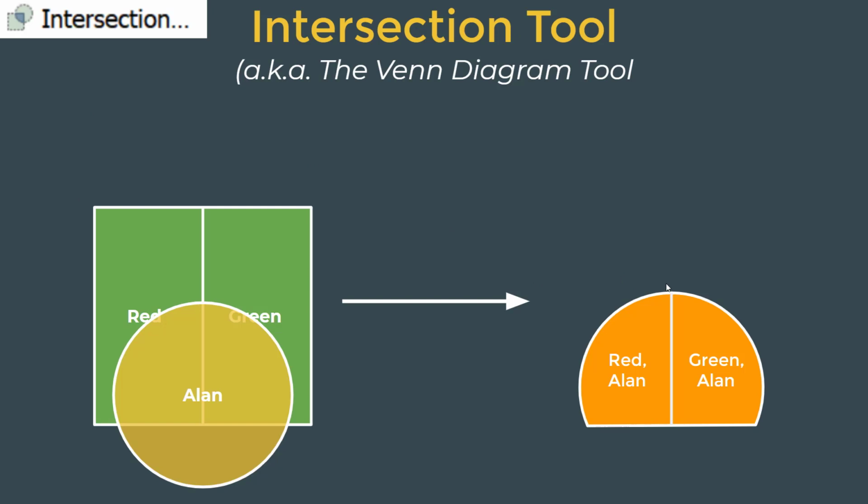So we know that this little polygon here is portions of the red trail buffer that overlaps with Allen's home range. And these over here are portions of the green trail buffer that also overlap with Allen's home range. Let's go test this out in QGIS.